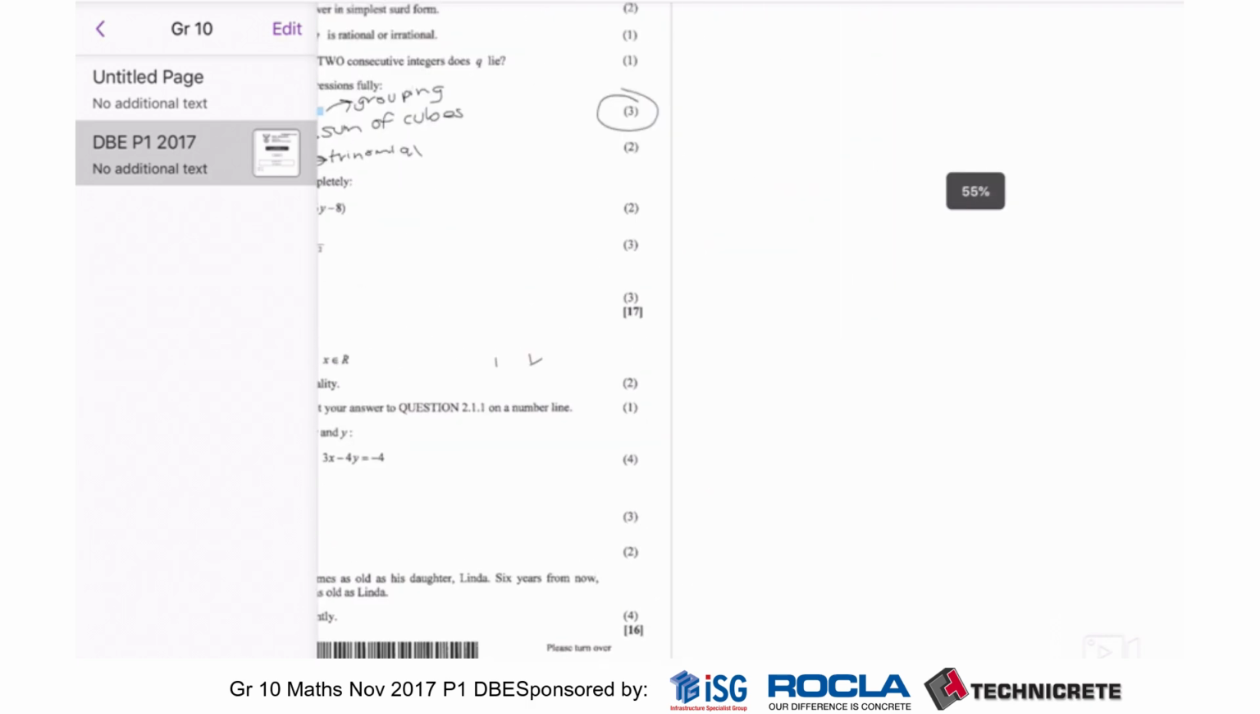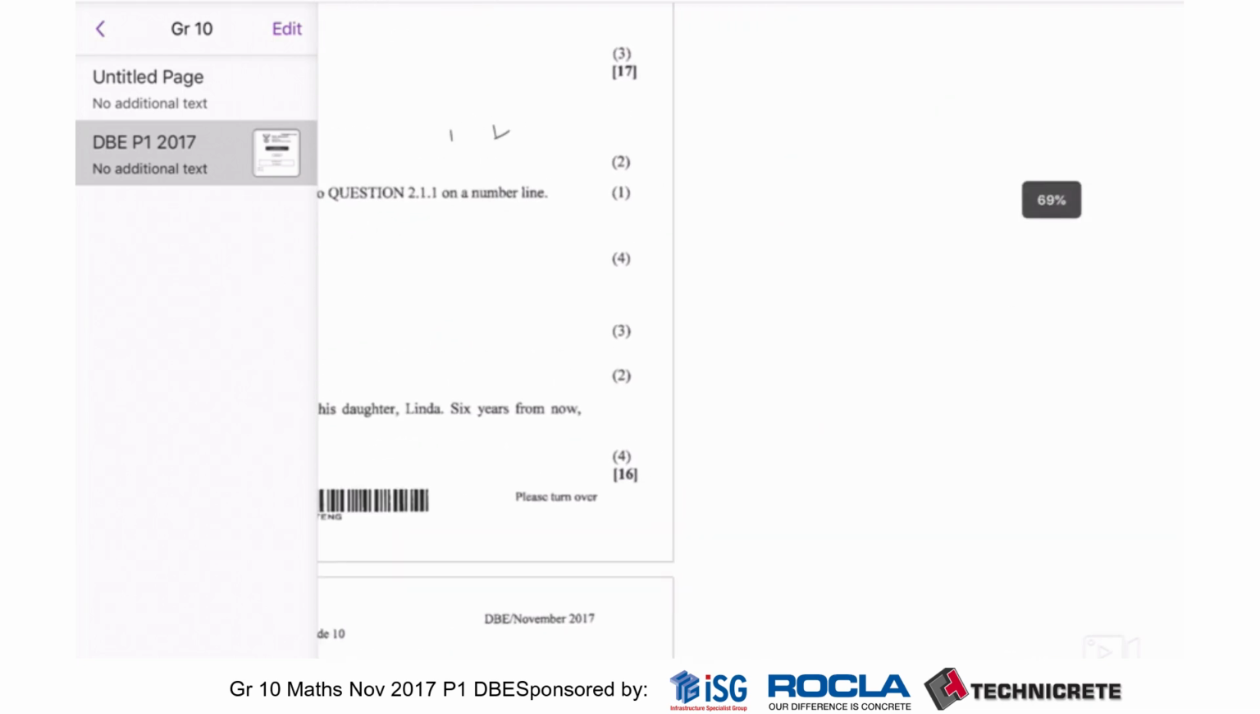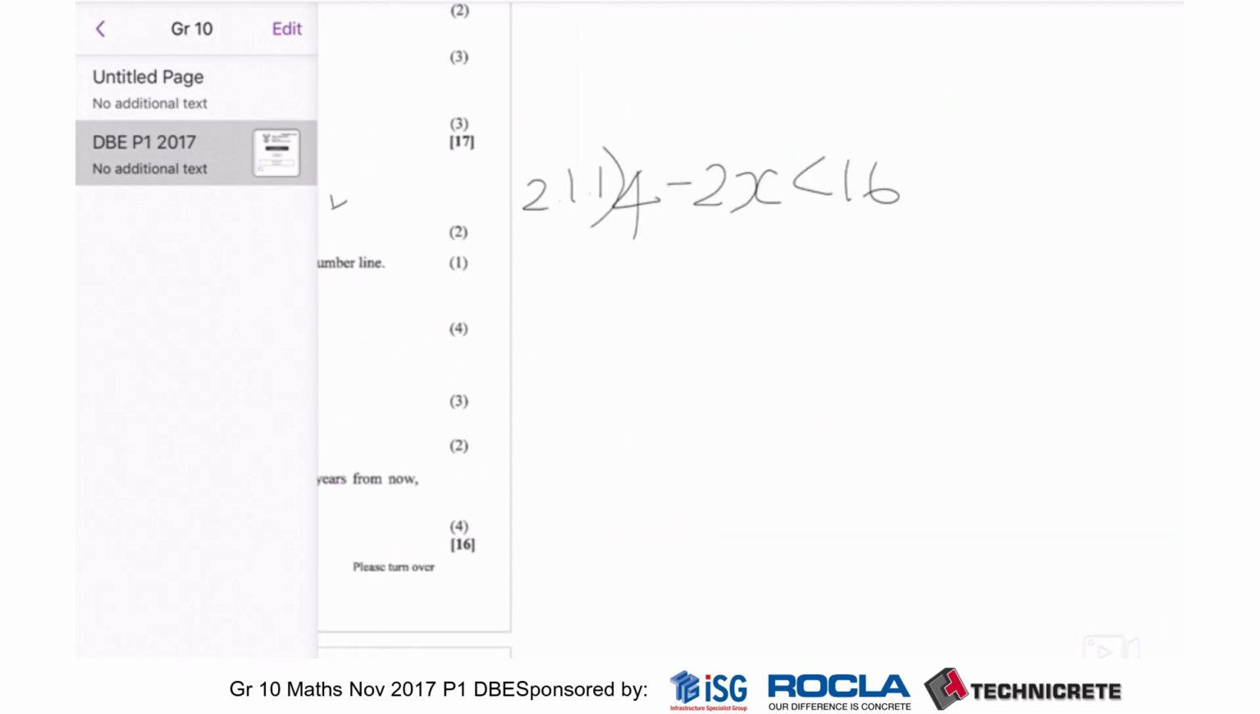Okay, so let's work here. So my inequality is 4 minus 2x is less than 16. And what we're essentially doing in inequalities is that we want to isolate x and find an answer for x. So I'm going to leave my 2x on this side and I'm going to take the 4 to the other side. Remember, when it changes sides, the sign changes. So minus 2x is less than 12.